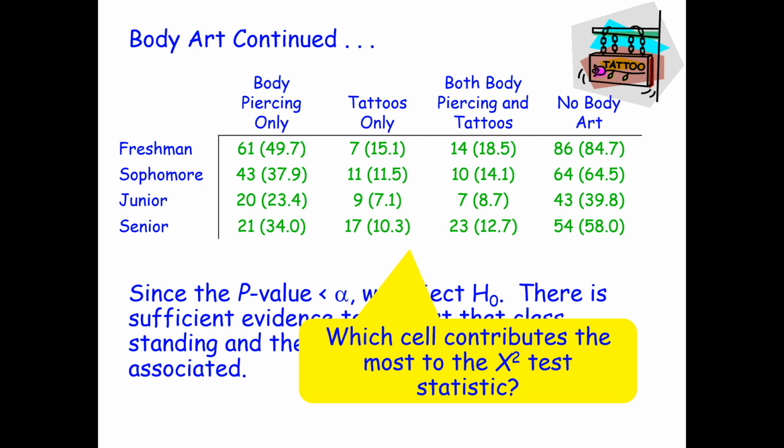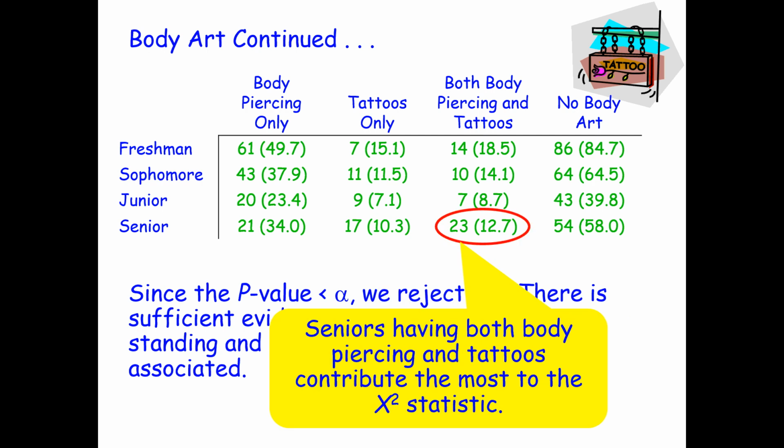So which cell contributes the most to our chi-squared test statistic? Well, here we see that the seniors having both body piercing and tattoos contribute the most to our chi-squared statistic.